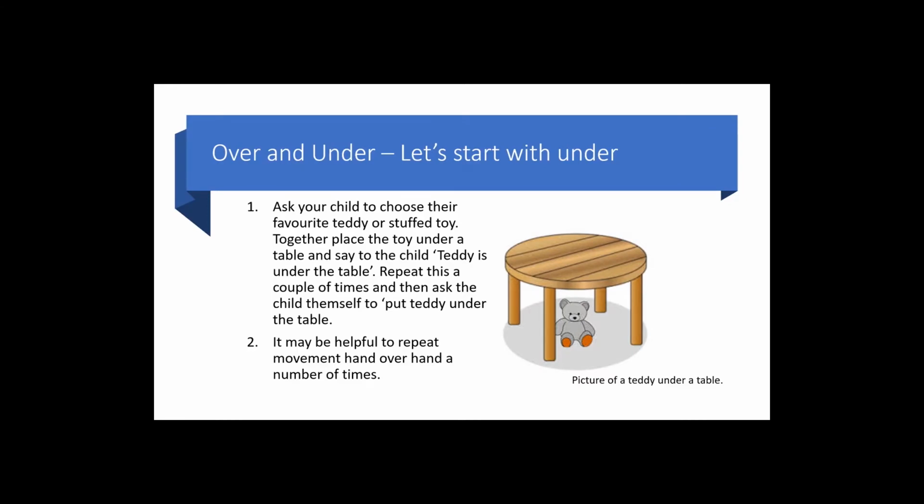Over and under. Let's start with under. 1. Ask your child to choose their favourite teddy or stuffed toy. Together, place the toy under a table and say to the child, "Teddy is under the table." Repeat this a couple of times and then ask the child themselves to put Teddy under the table. 2. It may be helpful to repeat this movement hand over hand a number of times. On the slide, there is a picture of a teddy bear under a table.